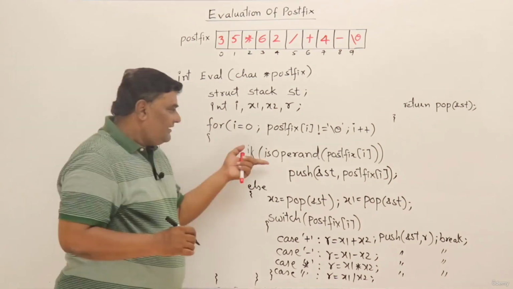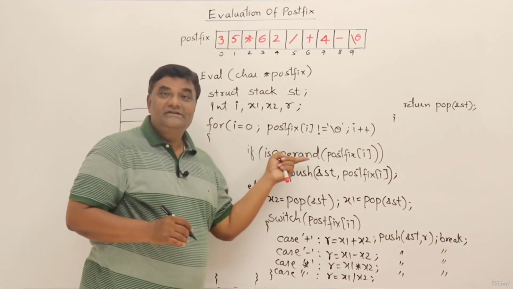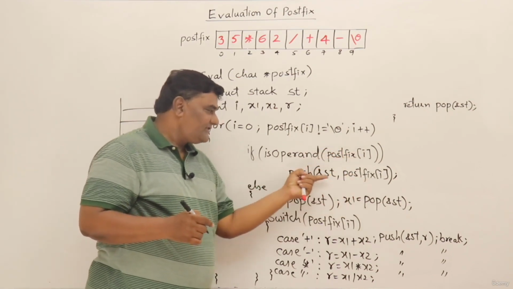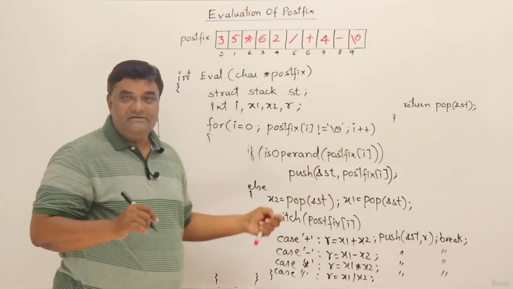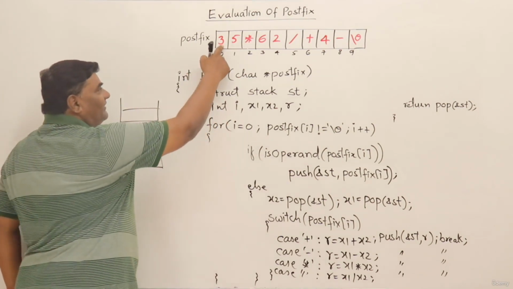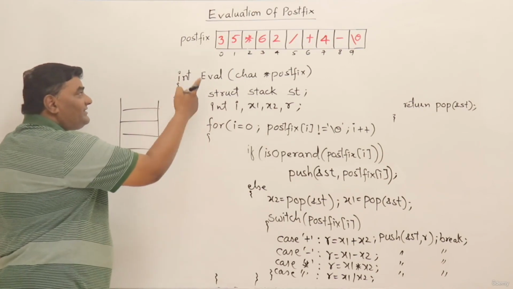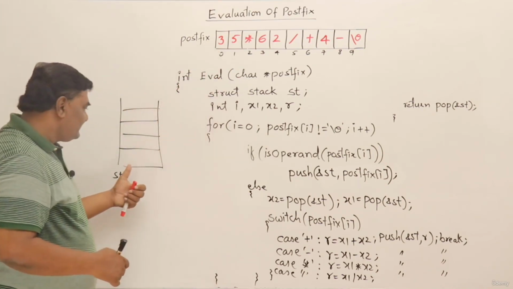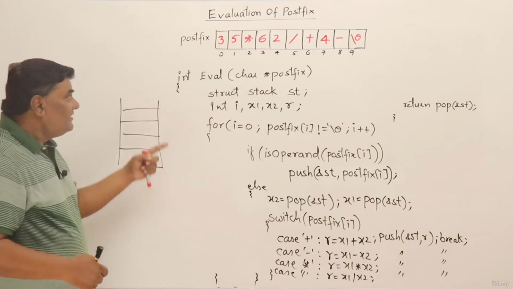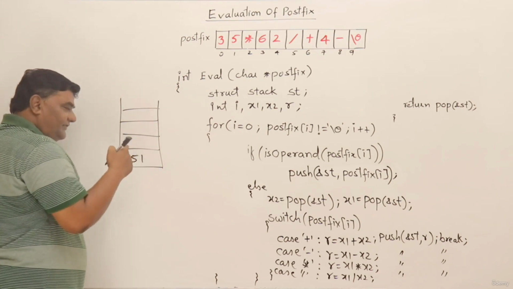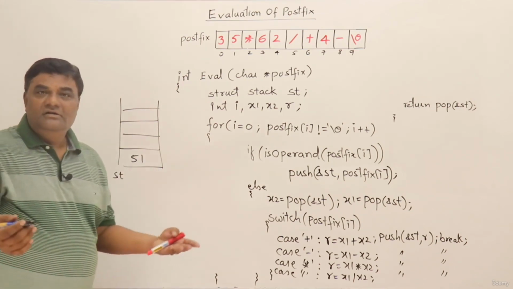If you see here, if it is an operand, we are pushing a postfix symbol into the stack, right? If it is an operand. Let us take the first symbol and try to push it. See, this is an operand and it is 3. So 3 will be pushed into the stack. So that is character 3. But this is a stack of type integer. So what will be pushed in? As I said, the ASCII code of 3 is 51. So 51 will be pushed here.